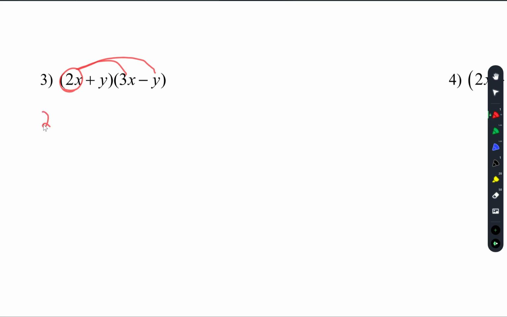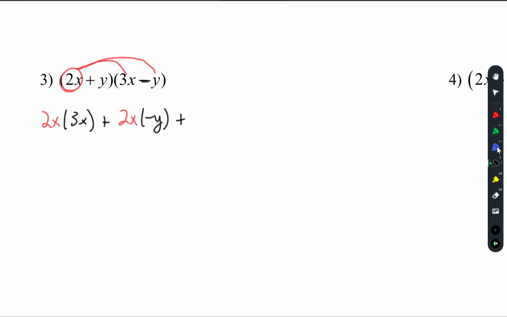Okay. And then here, maybe I should show. You don't need to erase yours. I'm just going to show more work for this so you can see where it's coming from. So that's where the 6x squared comes from. And then I did 2x times, and because it's a minus y, I did negative y.